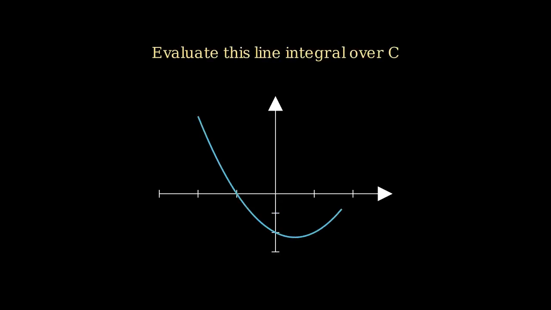We are asked to evaluate the line integral over C of y dx plus x cubed dy, where C is an arc of the parabola y equals x squared minus x minus 2, traced from the point (-2, 4) to the point (2, 0).